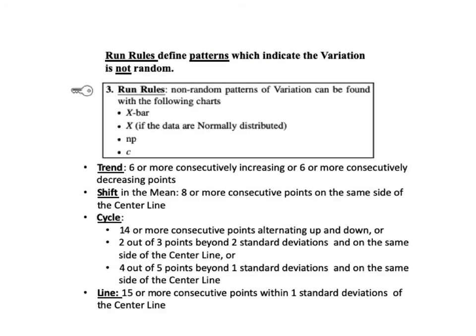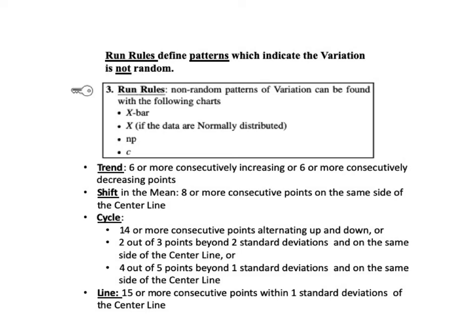Run rules define patterns which indicate the variation is not random, and non-random patterns of variation can be found with the following charts: X bar, X for normal data, NP chart, or C charts. Here are some non-random type patterns.